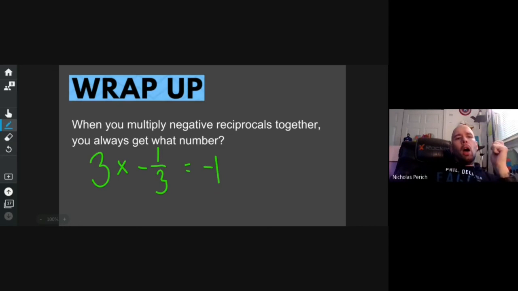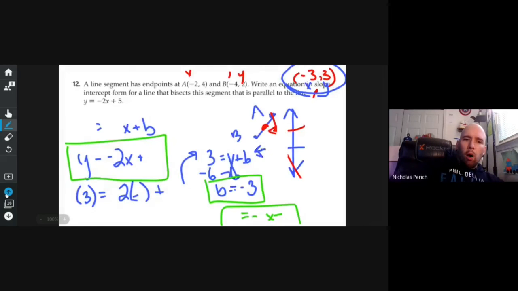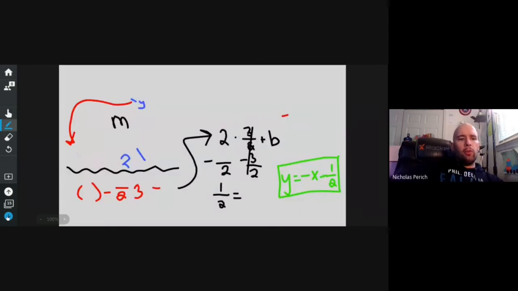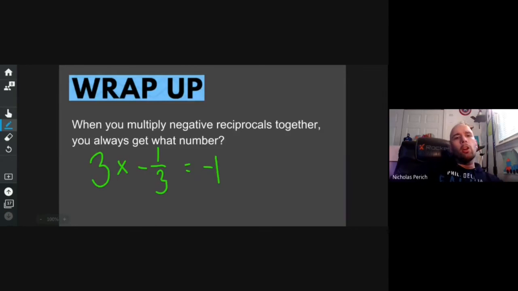Anytime you have negative reciprocals, you can multiply them together to get -1. So in this problem that we did way back here, when I asked you if these lines were parallel, perpendicular, or neither, I could have just multiplied these two together and said, what's half of -2? Well, half of -2 is -1, which means they're perpendicular. So that's a quick fix if you want to use that. And now I'm telling you, so it's a nice way of wrapping things up and putting a nice little bow on top of everything.